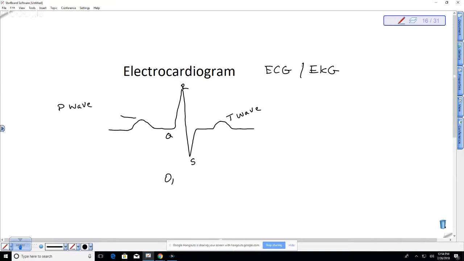This is called the QRS complex. What that P wave signals is the atria contracting. The QRS is the ventricles contracting. And then the T is the ventricles relaxing.